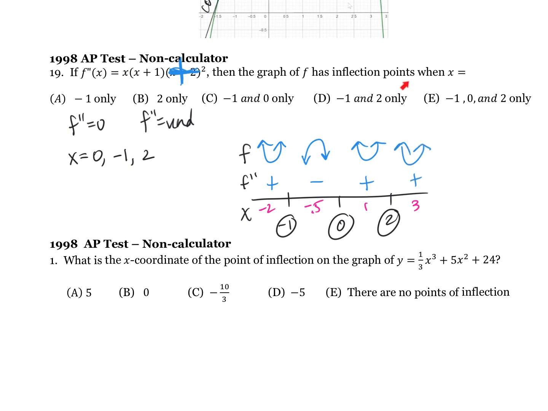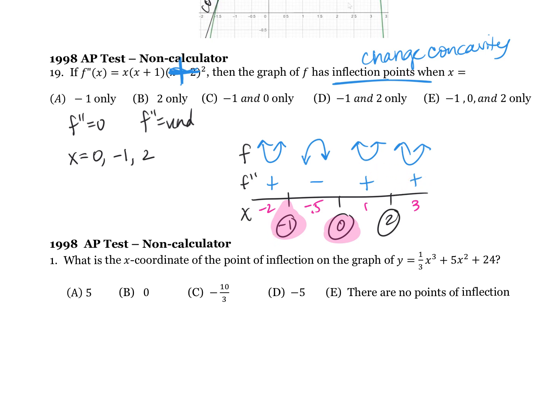Where do we have points of inflection? And a point of inflection is where we change concavity. If we change concavity, where's that happening at? What x values? Negative 1 and 0. Did we change concavity at 2? It went from up to up. We did not. So they're trying to throw you off.